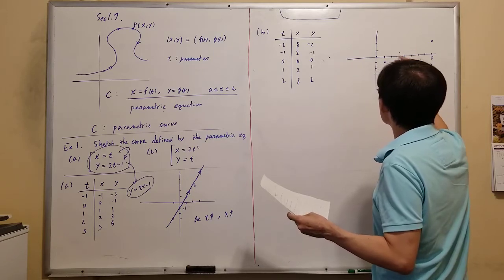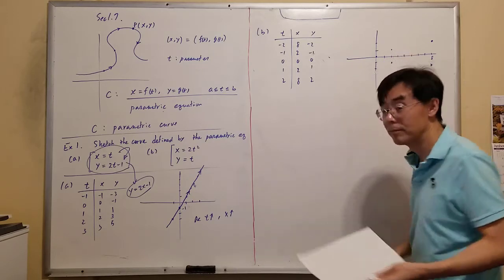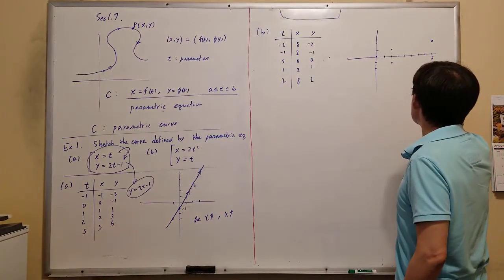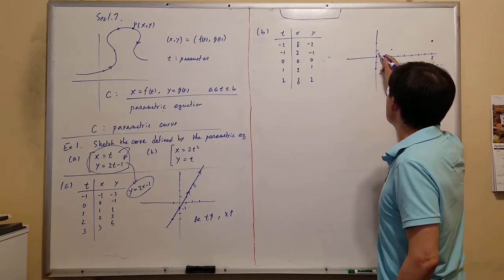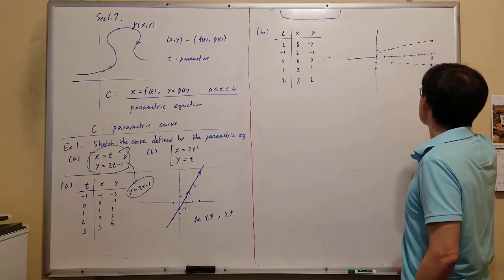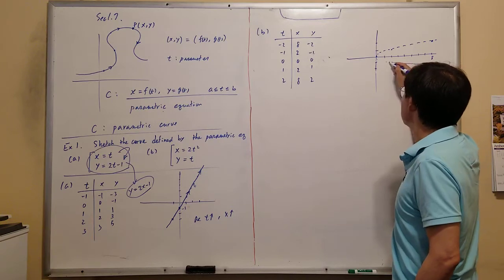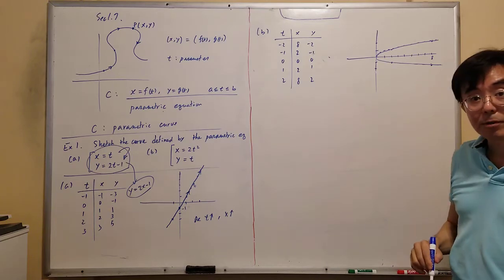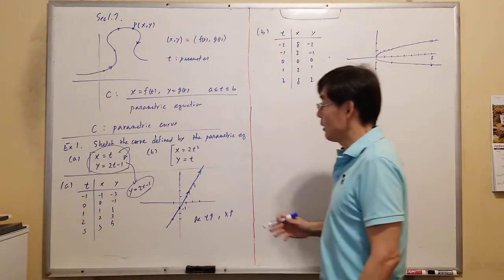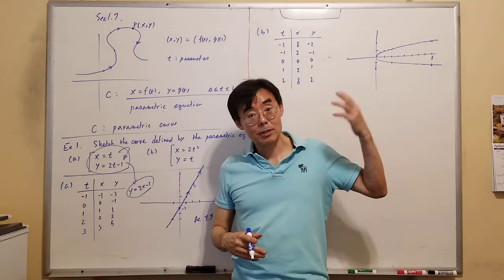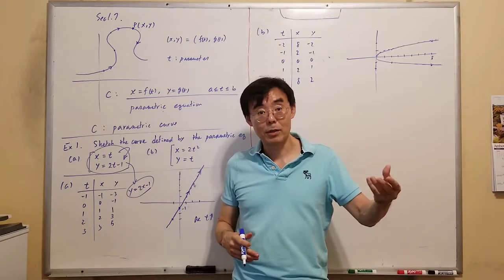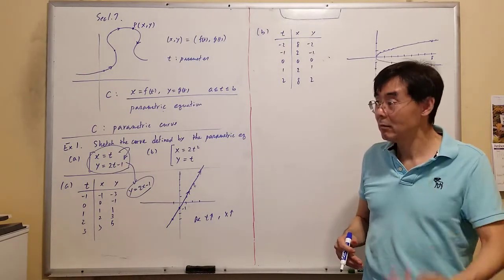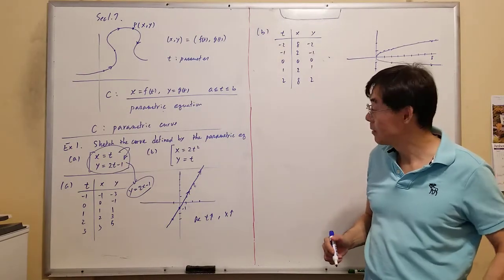2, 1. No. 2, -1, 2, 1. Okay. Now, if you throw in more t values, you will see something like this. Okay. Looks like a parabola. And can we show this is really a parabola? Well, if we can show that that graph is also the graph of a quadratic equation of x and y, then we can say that this is a parabola.